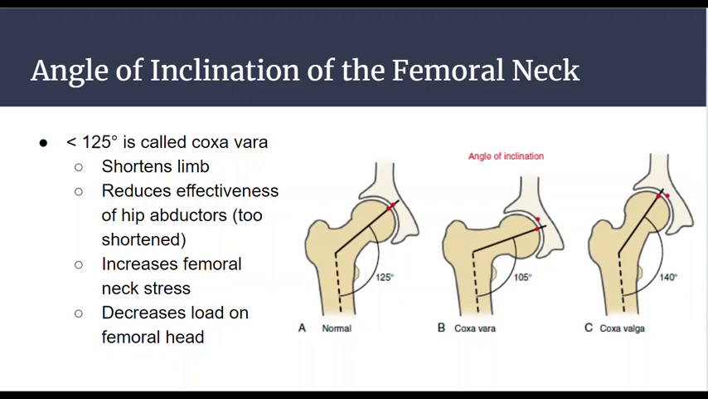And if the muscle's too lengthened, it also can't generate enough tension or force. So both of these excessive inclinations of the femoral neck do affect hip abductor function. It increases the femoral neck stress, coxa vara, and decreases the load on the femoral head.